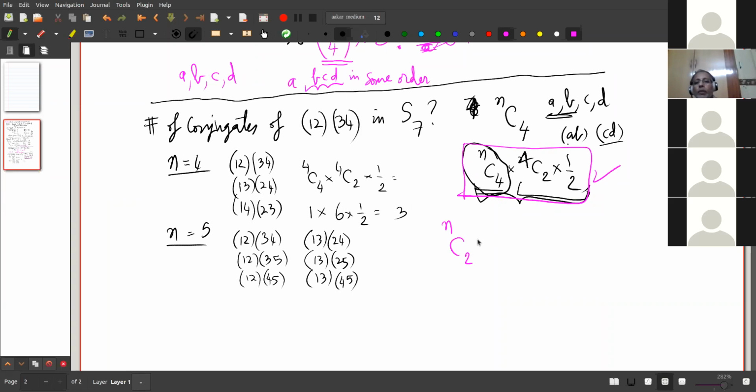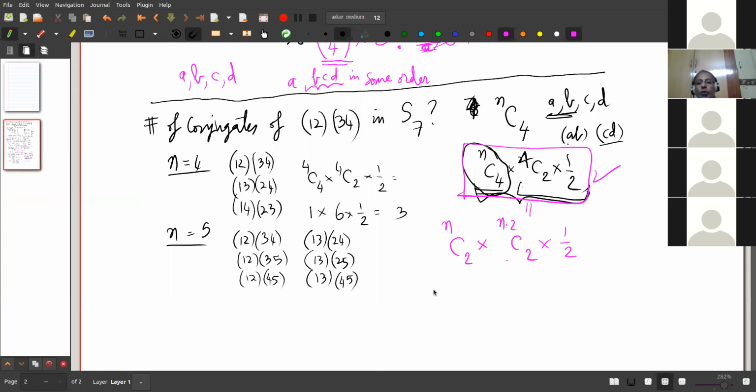And choose another 2 elements, but from n minus 2 C2, right? These 2 elements will form the first cycle. These 2 elements will form the second cycle, right? But again, there is a repeat, because these 2 elements I could have chosen here, and these 2 elements I could have chosen here. So you can also write this, right? This is another way of thinking about it.